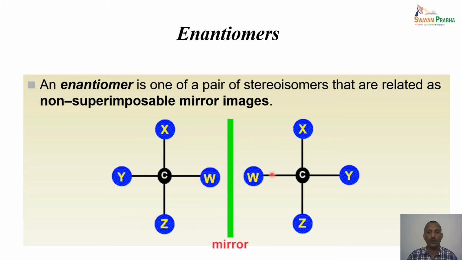Here also, if we look at the right hand side one, this is exactly the mirror image of the left hand side one. So if we try to superimpose these two, they are non-superimposable, but they are mirror images. So any non-superimposable mirror images are called enantiomers.